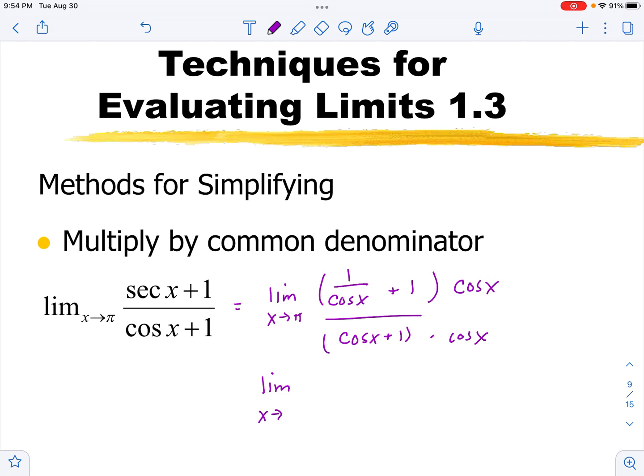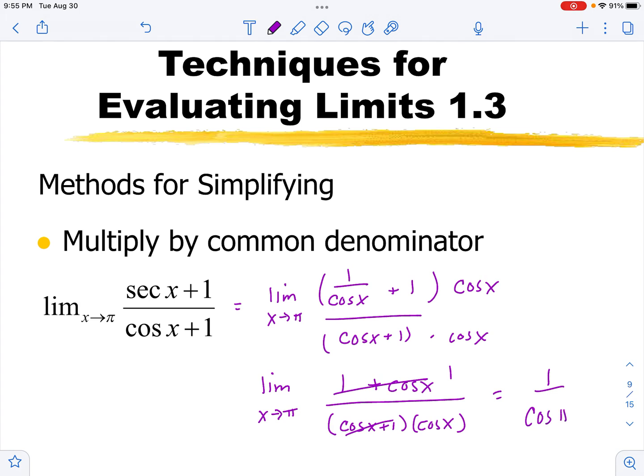Again, when we do this, we're going to distribute out in the top but not in the bottom. So we have the limit as x goes to pi. When we distribute that, we have 1 plus the cosine of x. And you'll see how this is kind of nice. We have cosine x plus 1 times the cosine of x. Now, our numerator and denominator, we can cancel those like terms. That leaves us with a 1 in the top. So when we evaluate, we get 1 over the cosine of pi.